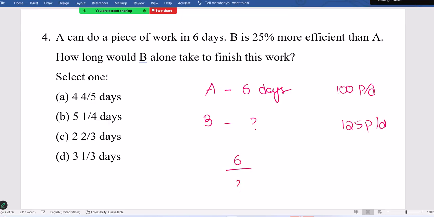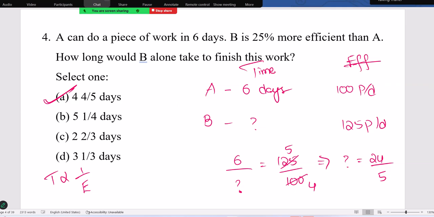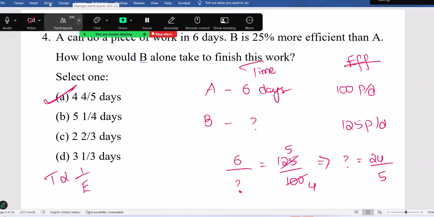This is inversely proportional. 6 divided by question mark is 125 divided by 100. This is 25 5 times, 25 4 times. It should be 24 divided by 5, which is 4 4/5 days. So option A is correct. Okay, time and efficiency are inversely related. This is related to efficiency. This is related to timing. Right, so time and efficiency.